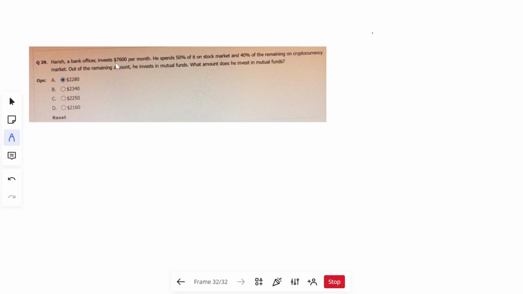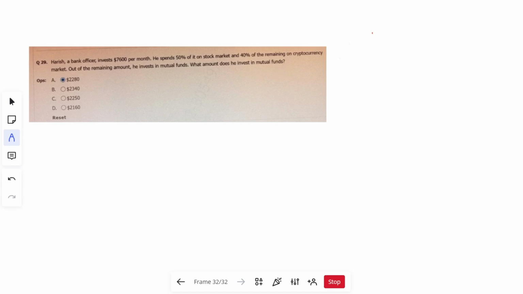Harish, a bank officer, invests $7,600 per month. He spent 50% of it on the stock market and 40% of the remaining on the cryptocurrency market. Out of the remaining amount, he invests in mutual fund. What is the amount that he invests in mutual fund?